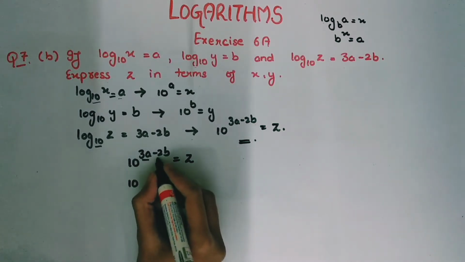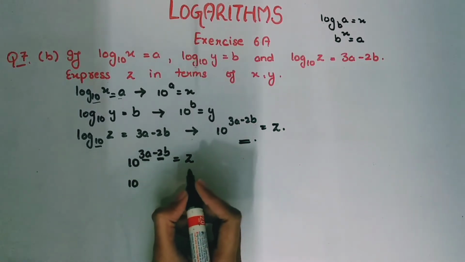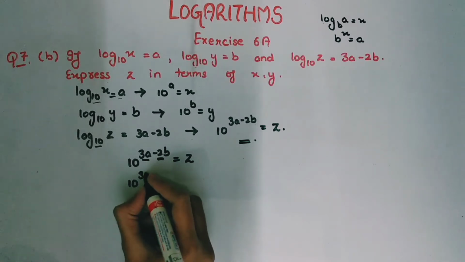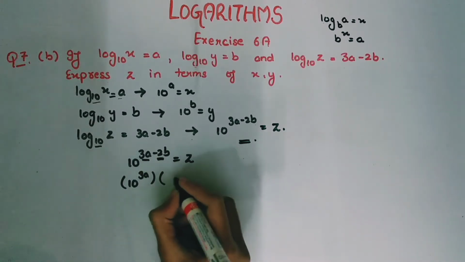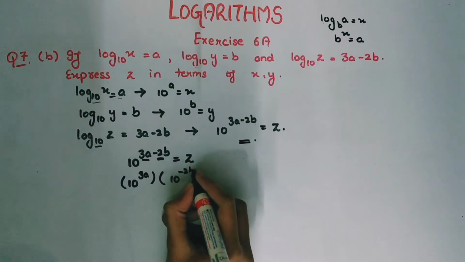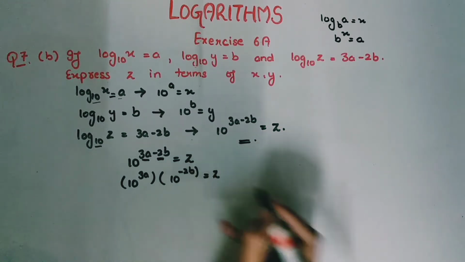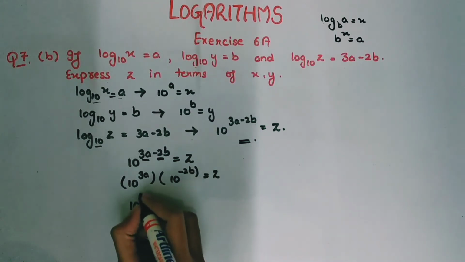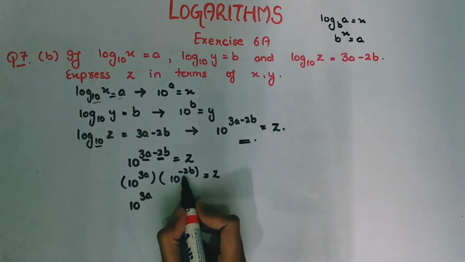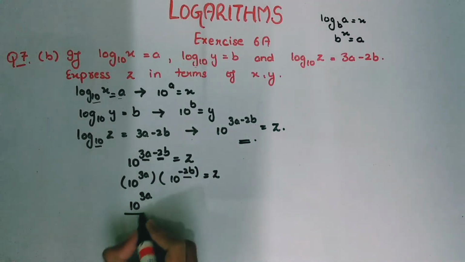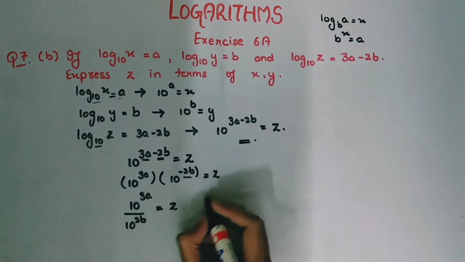When there are two powers, we can write it in multiplication, that is 10 raised to power 3a multiplied by 10 raised to power minus 2b, which is equal to z. This can be written as 10 raised to power 3a over 10 raised to power 2b. When the power is negative, it changes into positive in the denominator, which is equal to z.